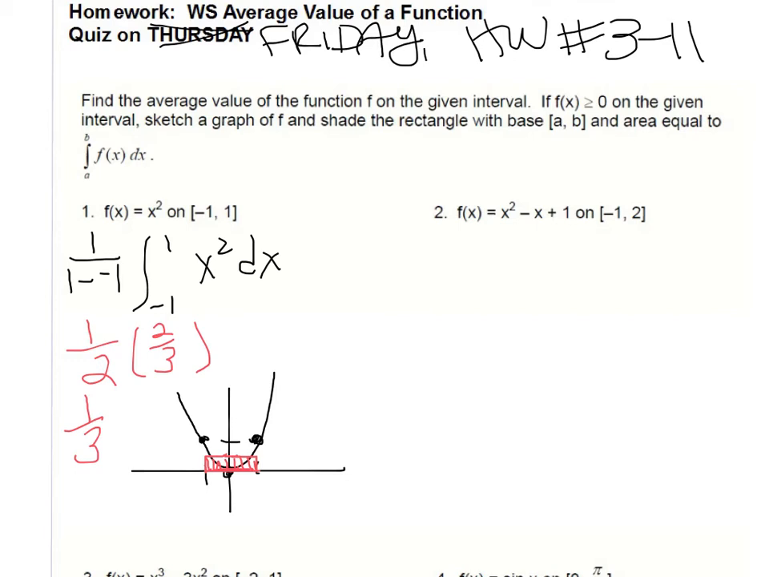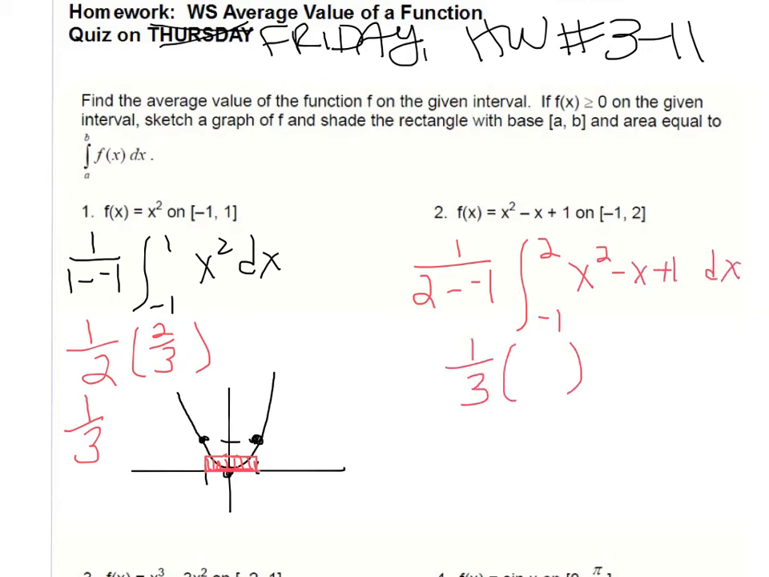Okay, let's do number 2. 1 over 2 minus -1, the integral from -1 to 2 of f of x. And evaluating the integral in your calculator, we're going to get 4.5. So then 4.5 times 1/3 is 1.5. And that's going to be the height of our rectangle.